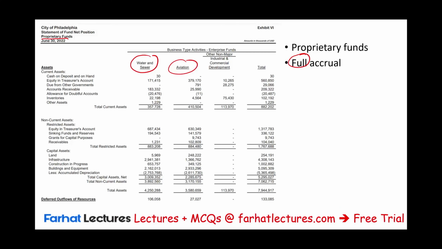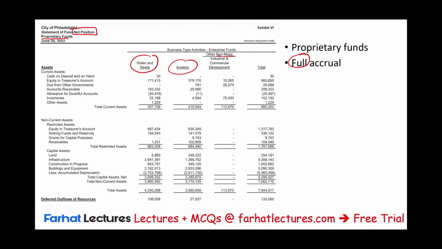Major fund. And you need to know, why do we report those as major fund? There is the 10 and the 5% rule. We cover this also in a separate recording. Then all other non-major funds are bunched together. This is their balance sheet. We call it the statement of fund net position.